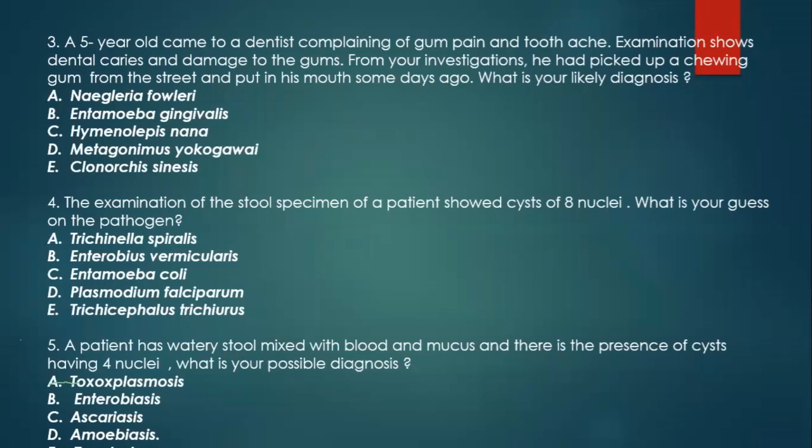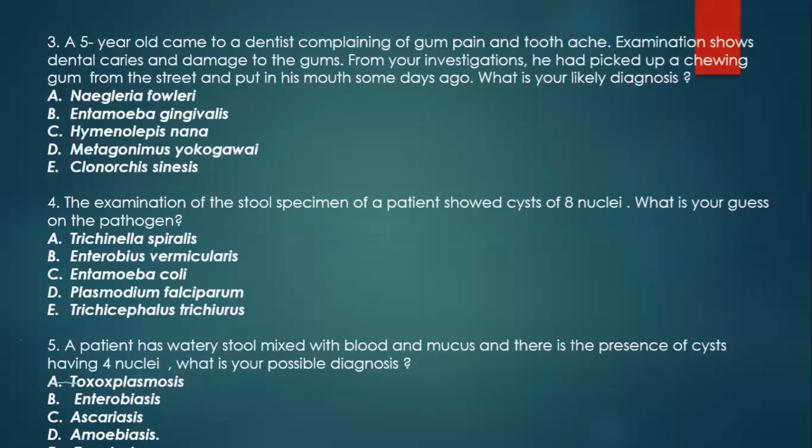Yeah, correct answers. I'm already seeing them. Okay, I think everybody has contributed. So let's end that question. Everybody got it right. The answer is C, Entamoeba coli. Of course, this one is a cousin of Entamoeba histolytica. While Entamoeba histolytica has a cyst of 4 nuclei, Entamoeba coli has a cyst of 8 nuclei. That's the difference between the two.